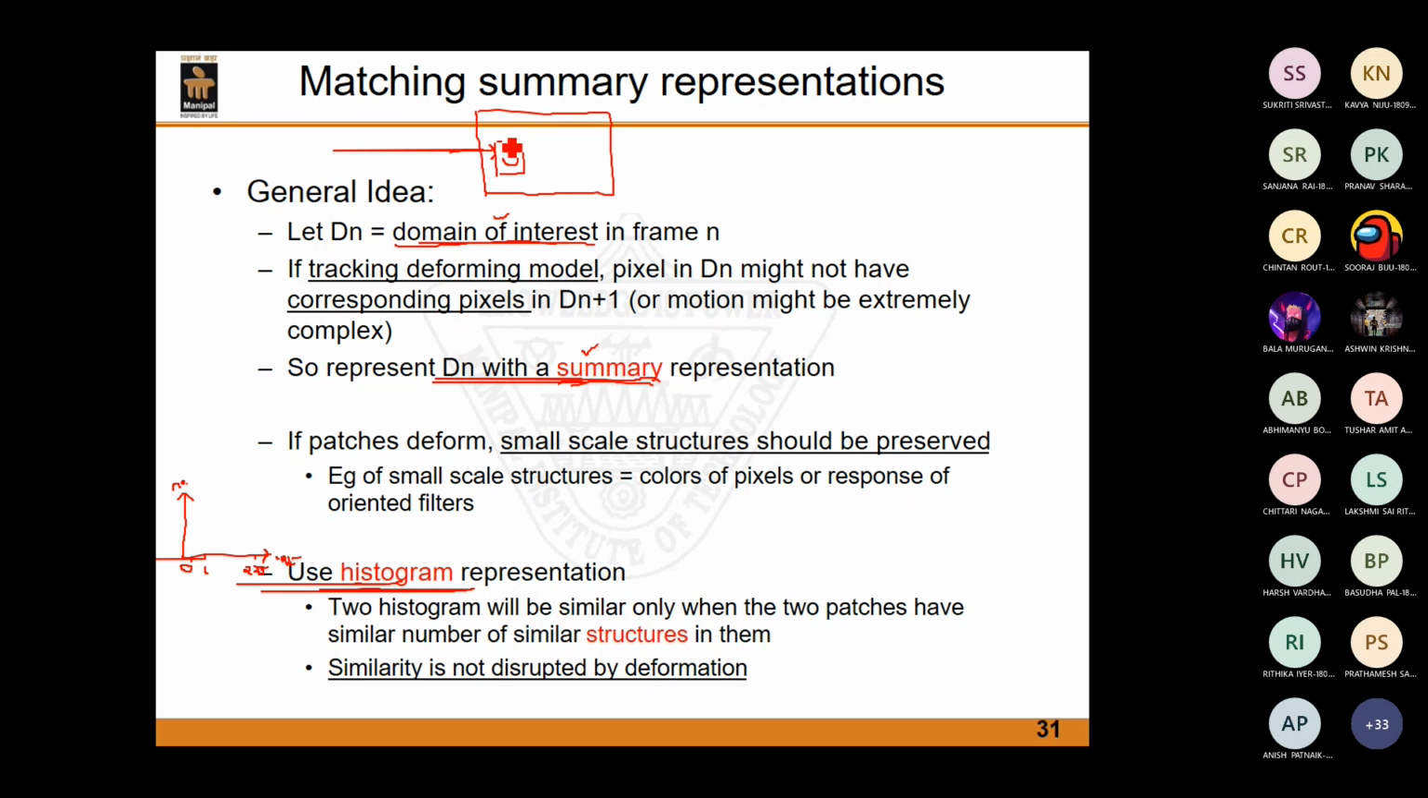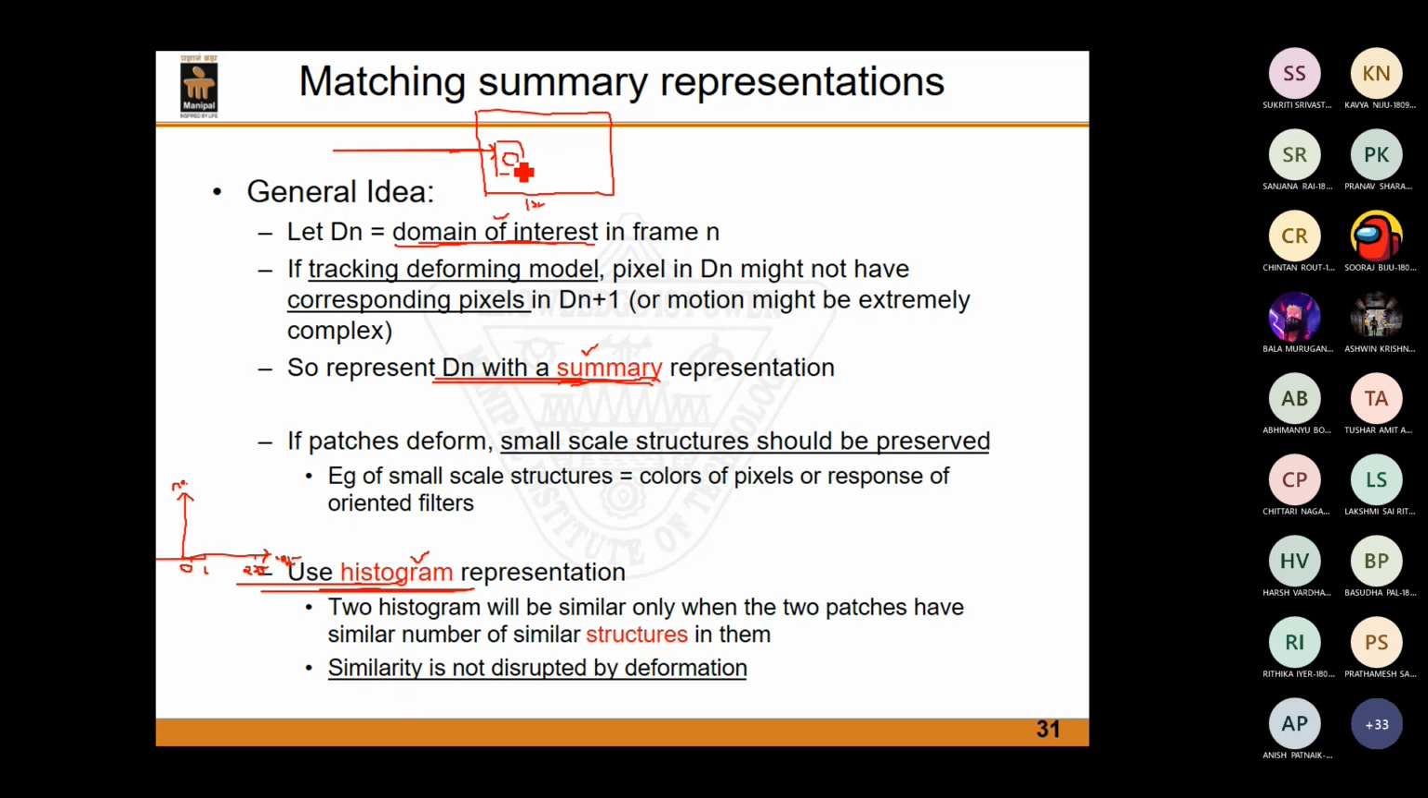So for this particular domain of interest, we compute the histogram, and that histogram will act as the summary representation for us. And as I said, a histogram is nothing but a plot showing the frequency, or the number of pixels, having a specific intensity value. So once the histogram is computed, let's say this is the first frame you have, and in the first frame, you have first identified a domain of interest, or an object of interest.